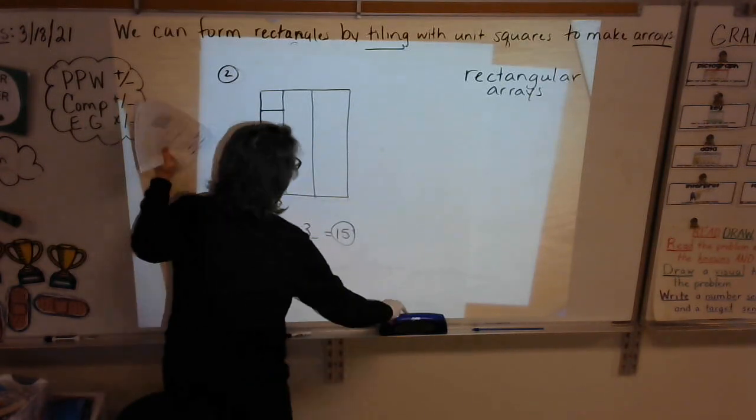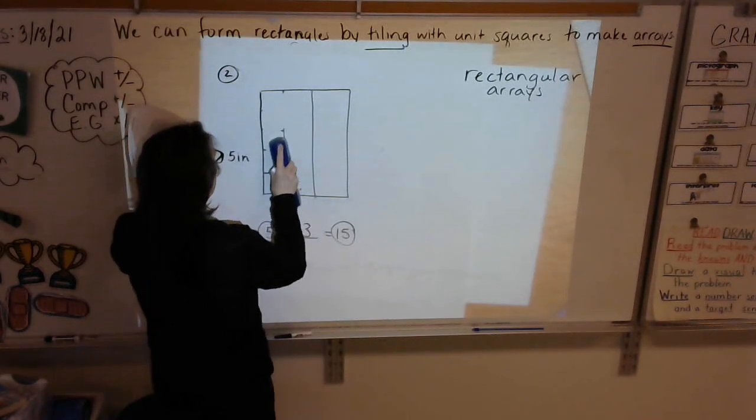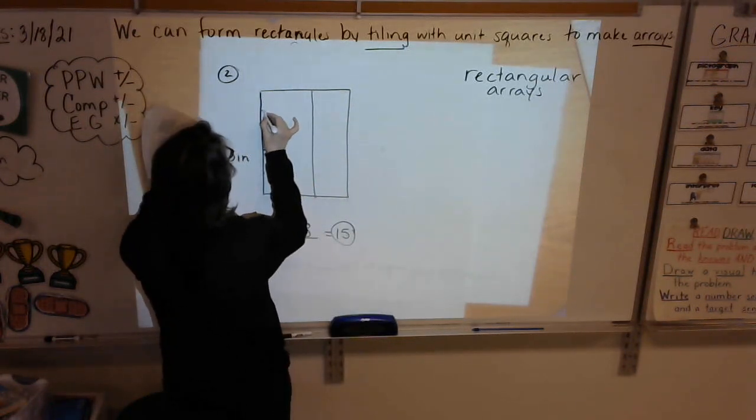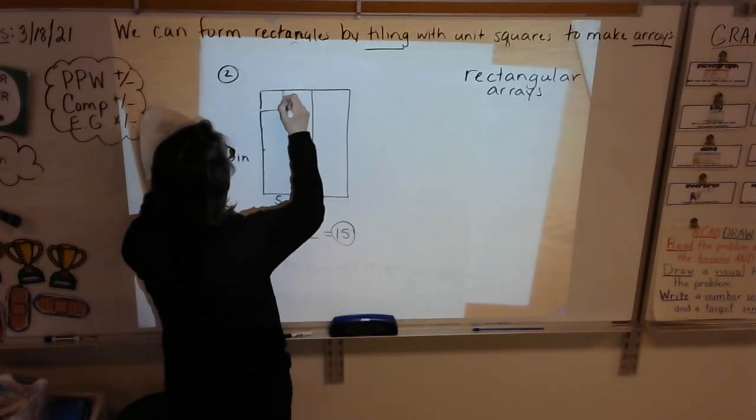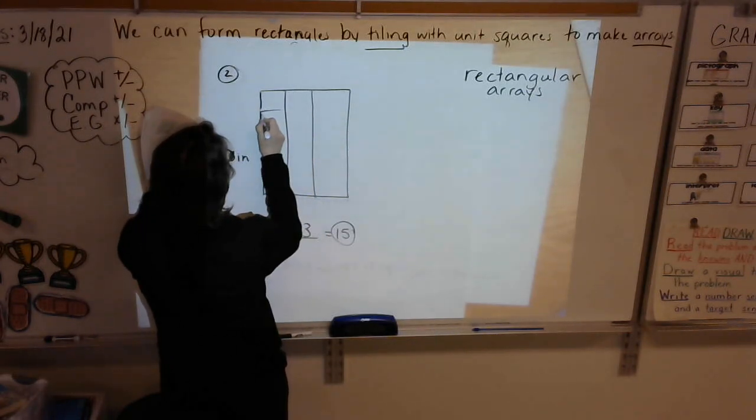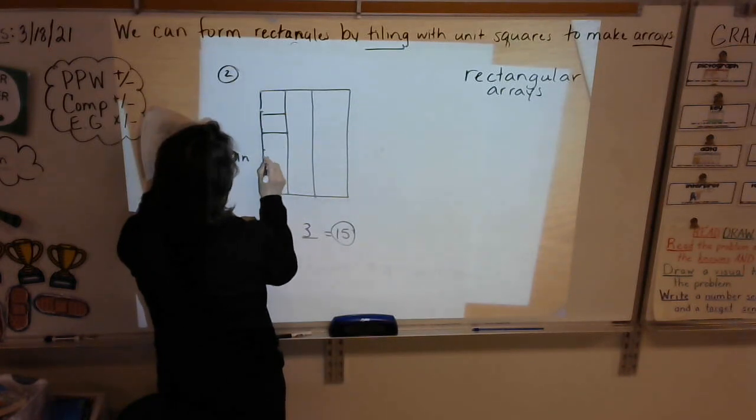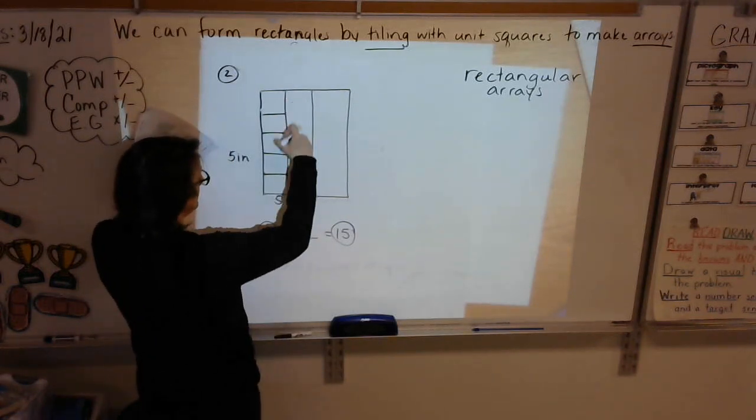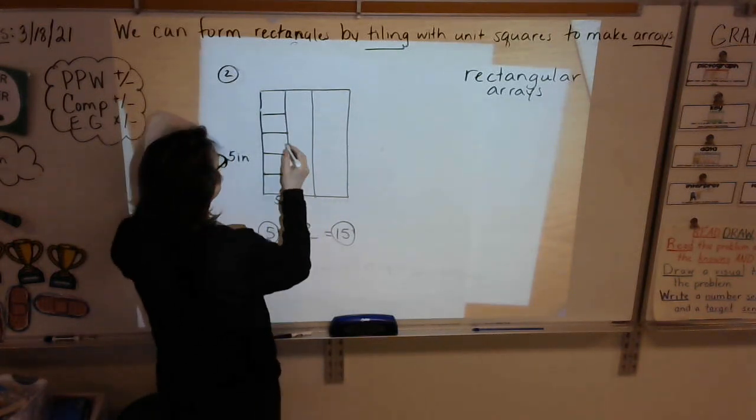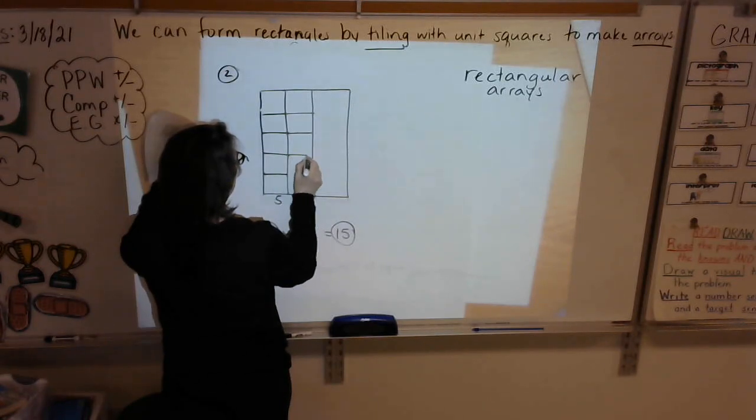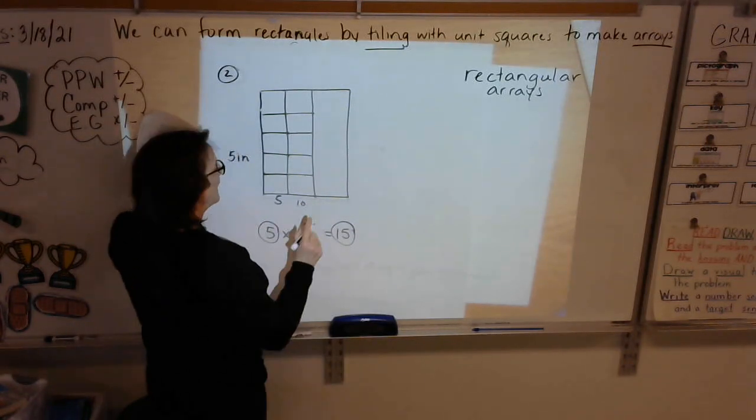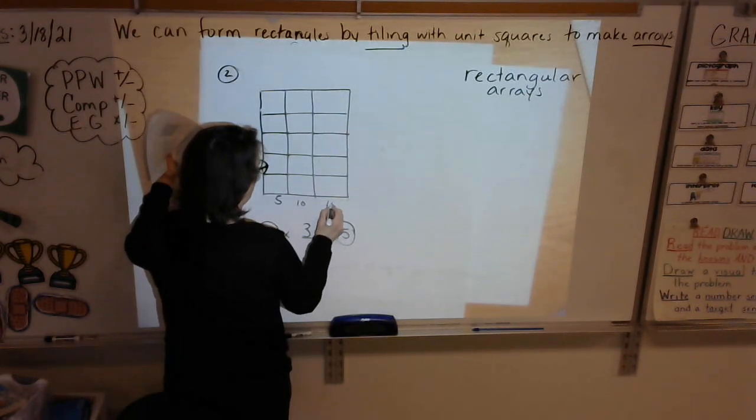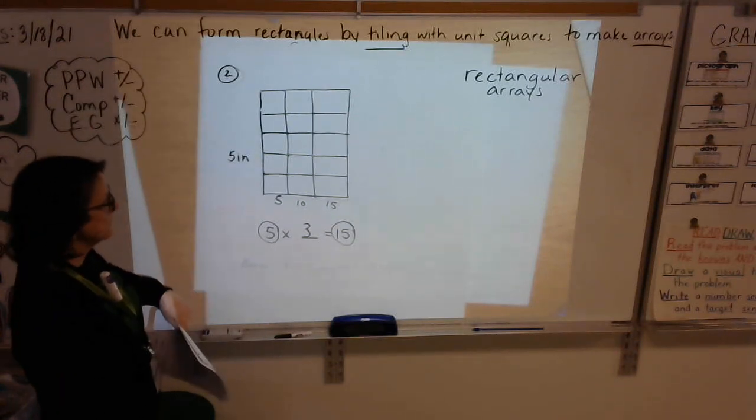You know what? I'm going to redraw this because I don't like the way I made those. I want them to be a little bit more square because we are talking about square units. So if I draw my first one with 5, 1, 2, 3, 4, 5. And then I know I need 3 more because it's 5, 10, 15. So I'll draw another one with 5. Now I've got 10. And now I need another one with 5. And now I have 15. Okay, so I've got a nice rectangular array.